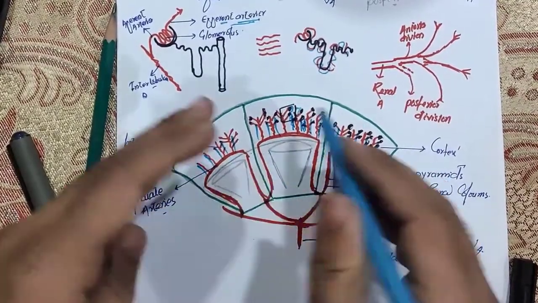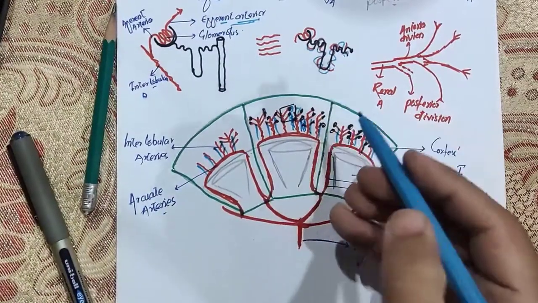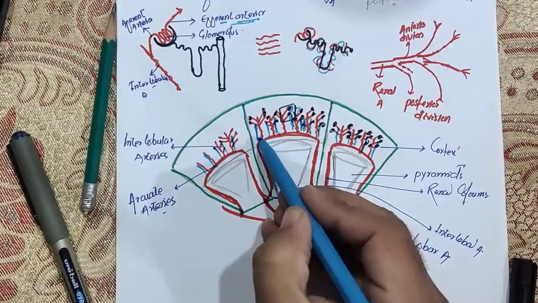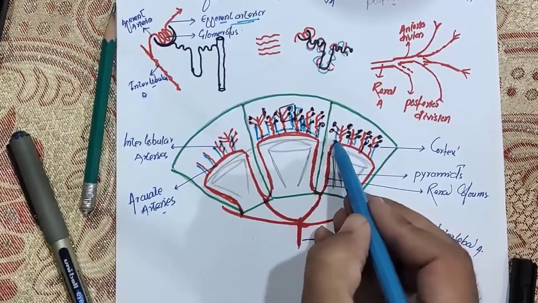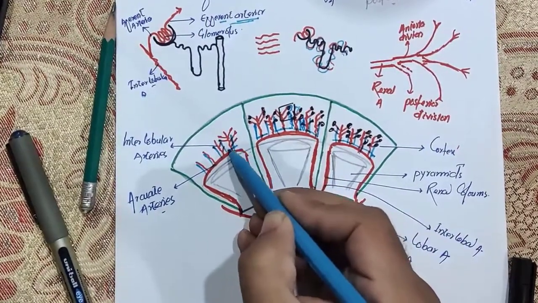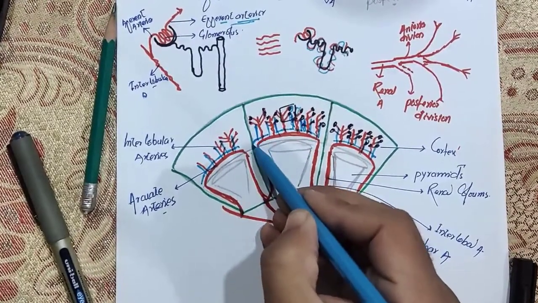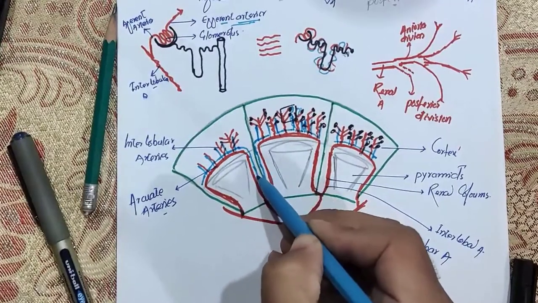The arterial tree has made a connection with the veins. So these are interlobular veins. Now, interlobular veins will connect with each other and make arcuate veins, like this. So these are the arcuate veins. They will join each other, and then from arcuate veins there will be interlobar veins, right?